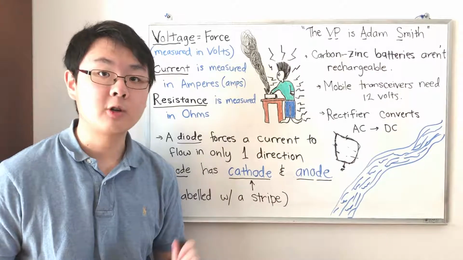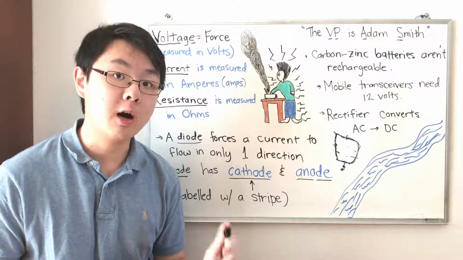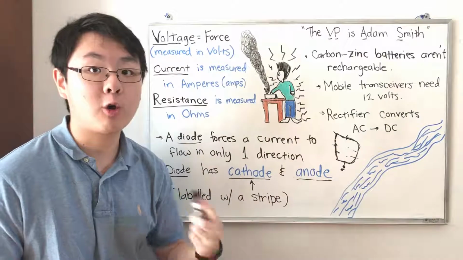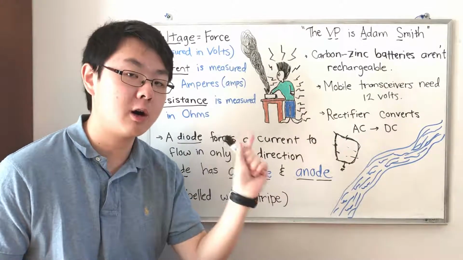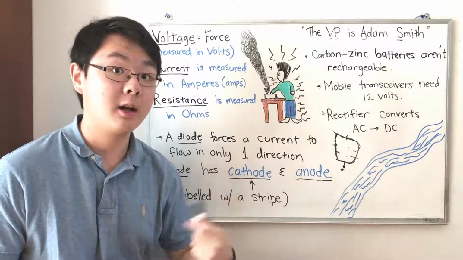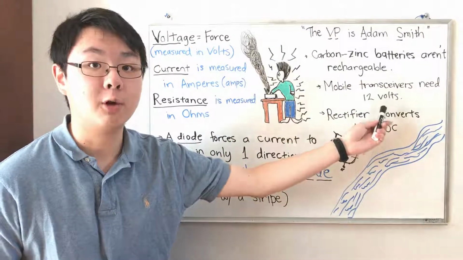So most mobile transceivers, mobile radios that you'll have in your car, require about 12 volts of power. Remember, we just talked about volts. That's the force. They have a requirement. They need roughly 12 volts of power in order to work. If they have less than that or more than that, they're not going to work. Mobile transceivers need 12 volts.